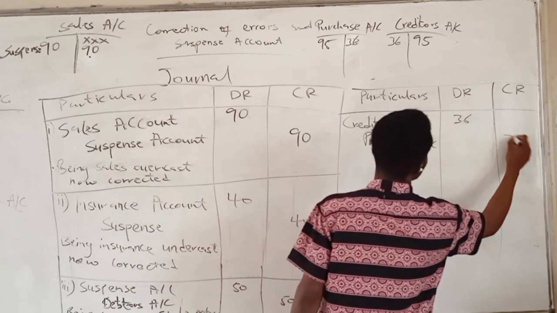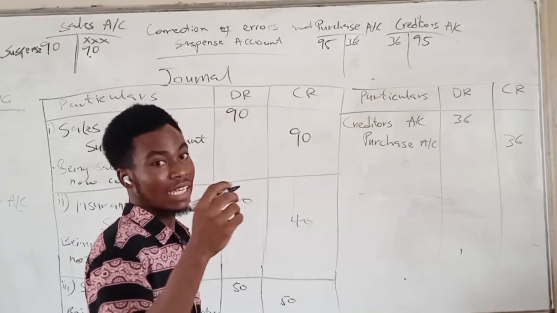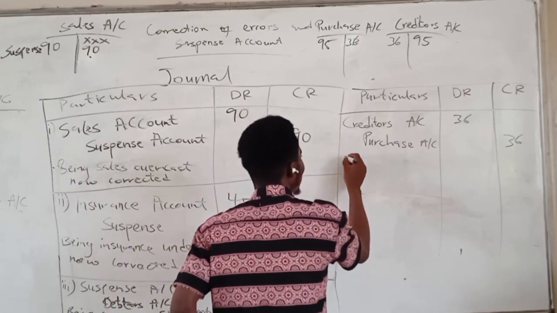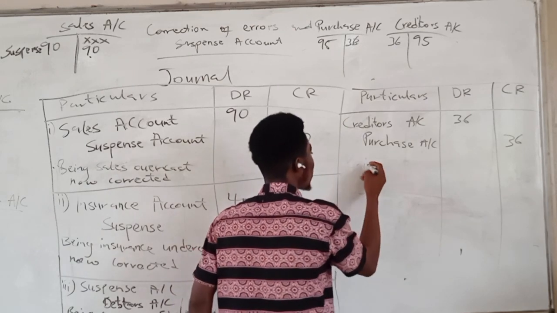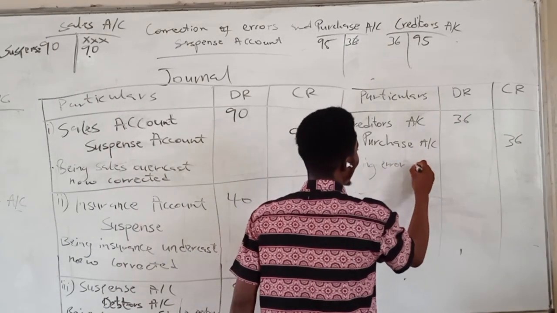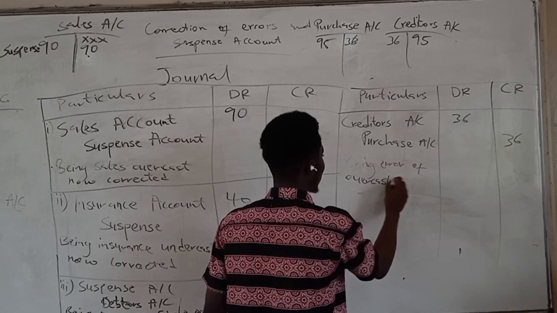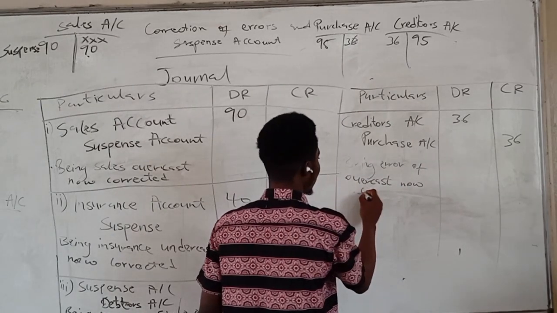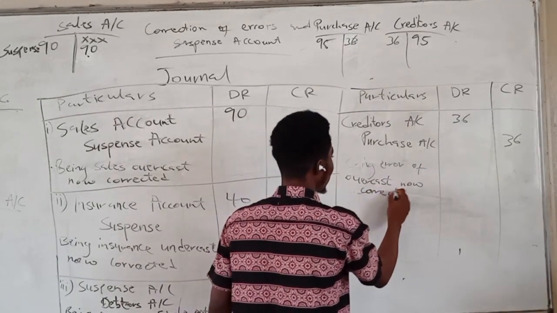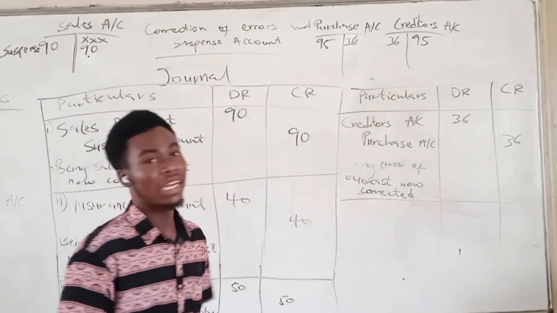Which is also 36. So what? Error of what? Overcast. Now correct. So error of overcast. Now correct. Now you underline it, nice. So we are done with the journal.